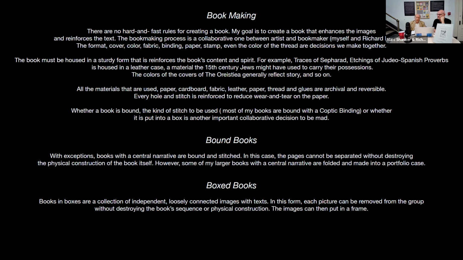So that's the end of the visual imagery. And now Richard and I will talk a little bit about making books. There are no hard and fast rules for making books. Basically, we try to make a physical book that in some way relates to the text, either expands it or magnifies it in some way.